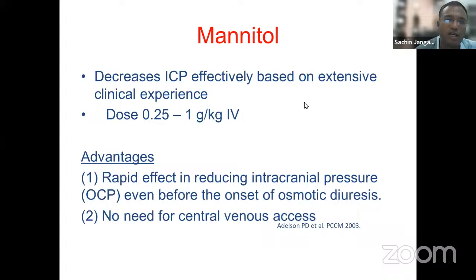The dose of mannitol is 0.25 to 1 gram per kg IV. We usually use a loading dose of 1 gram per kg, followed by 0.5 gram per kg. We can use it 6 hourly. The advantage is that it has a rapid effect in reducing intracranial pressure even before the onset of osmotic diuresis. And we don't need a central line for mannitol.